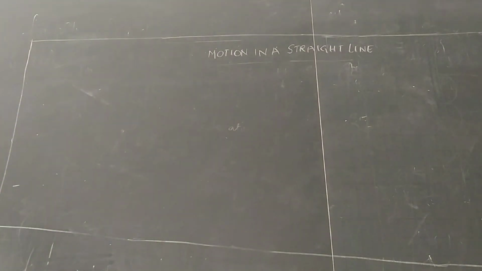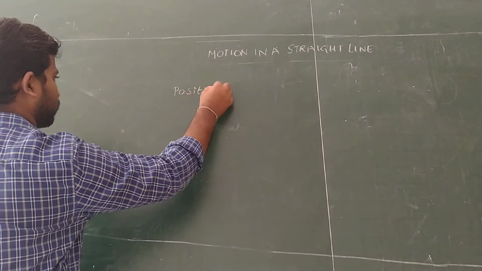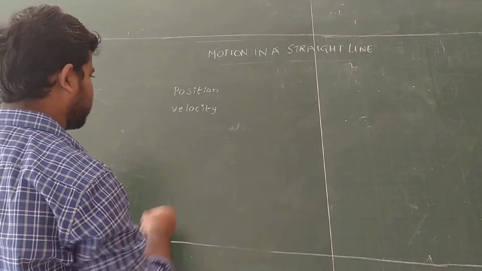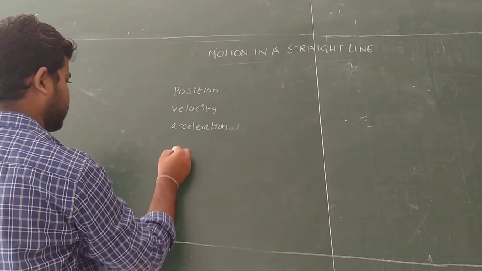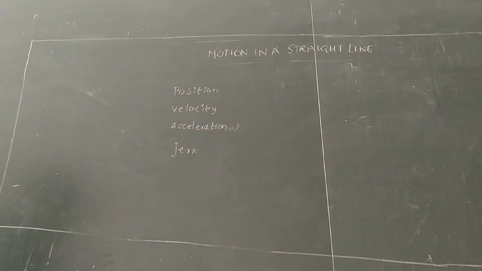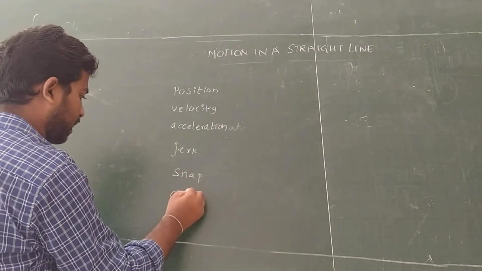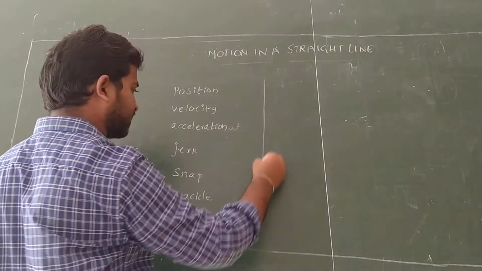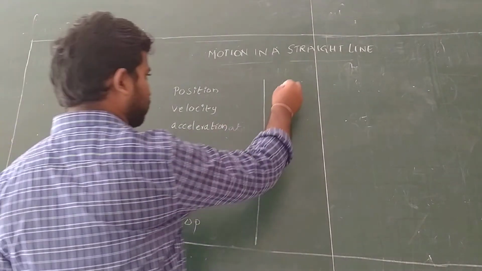Now I am writing here: position, velocity, acceleration, jerk, snap, crackle, pop. Position means we can assume it is displacement. Position is nothing but x, or else you can take x bar.